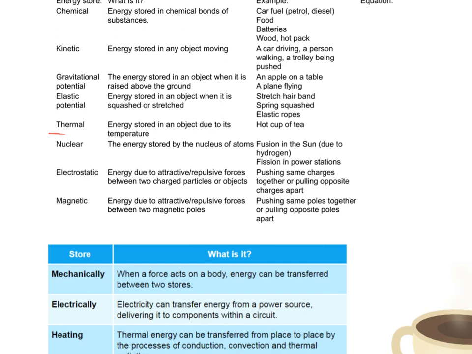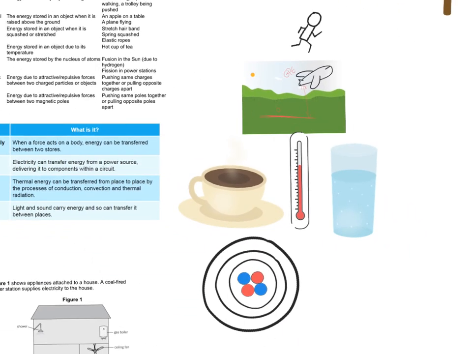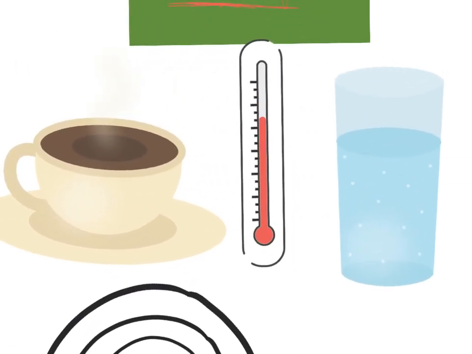Then thermal energy is energy stored in an object due to its temperature. So for example, if I had a cup of coffee and a cup of water, obviously the cup of coffee will have a much higher temperature than water, and hence the cup of coffee will have a greater energy in its thermal store.